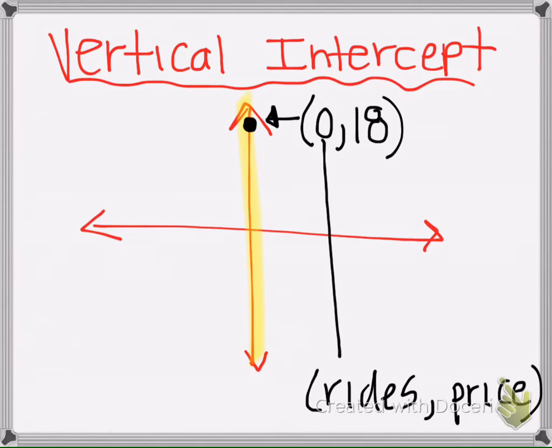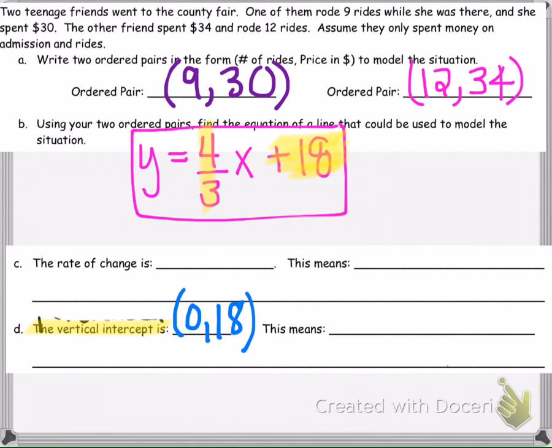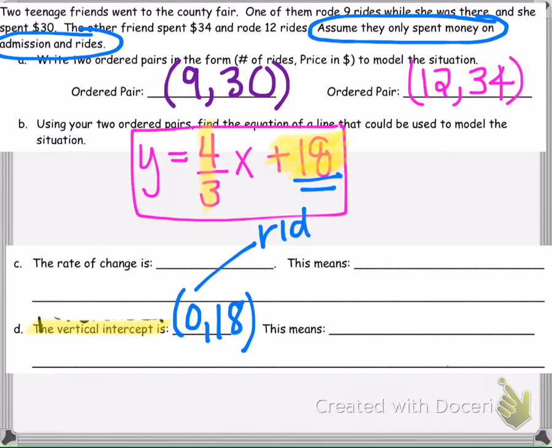So it's when the rides, there are no rides, it's 0, but the price is 18. So we need to think about, why would the price be 18 if you don't ride any rides? That's what we need to explain. So we need to explain what this 18 here means. And since it tells us that this is the amount of money spent on admission and rides, the 0 represents the rides. So we're not going to ride any rides. So we would say that it cost $18 to get into the county fair.